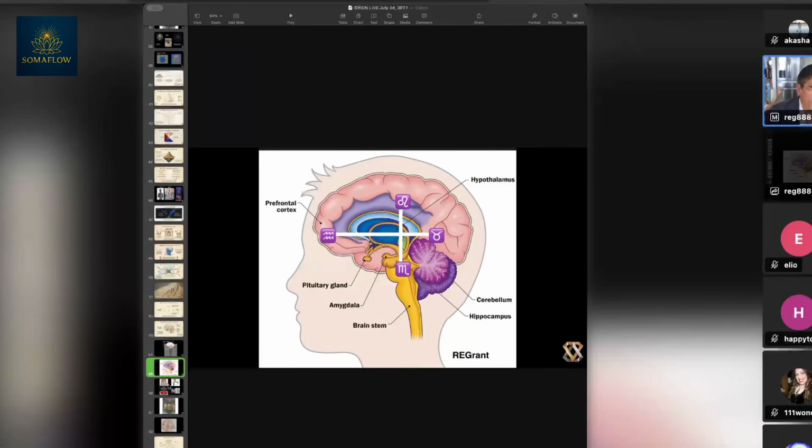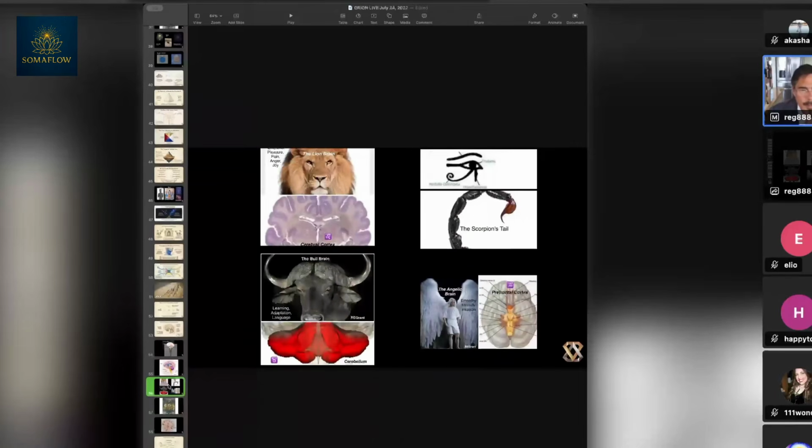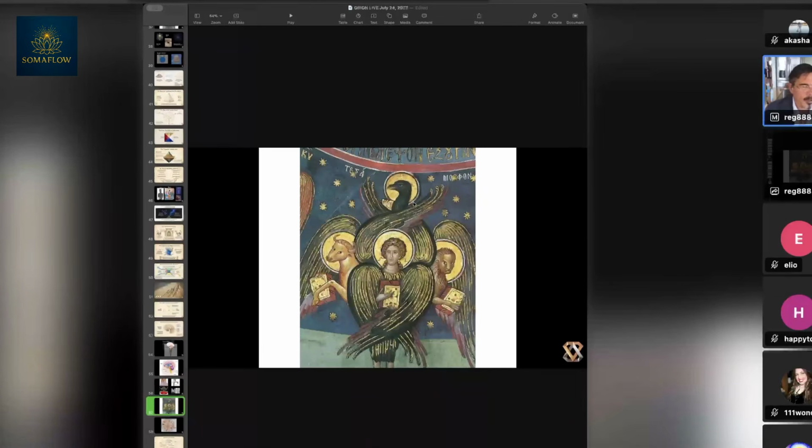And it's starting to look like another king's chamber. Each one of these different aspects of the brain has a different function, and they're becoming very, very important. So this is the same tetramorph.